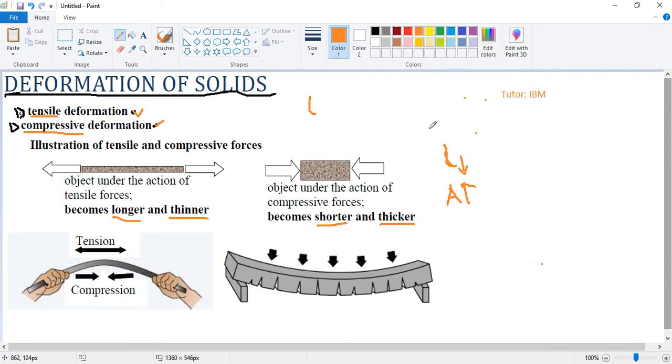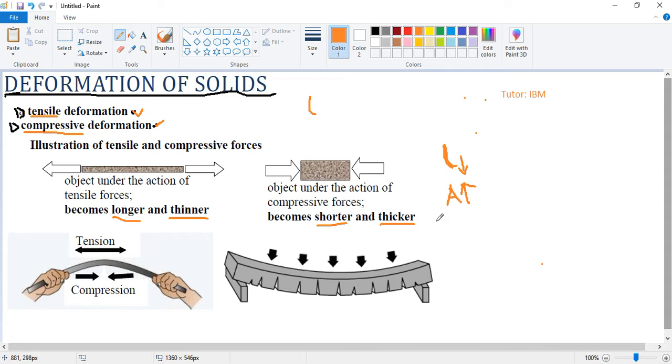As long as it does not buckle, the object will decrease in length, in other words become shorter, and increase in cross-sectional area, in other words the thickness becomes bigger. So that's what we mean by tensile deformation and compressive deformation. At your free time, you can try to break a piece of dry stick.